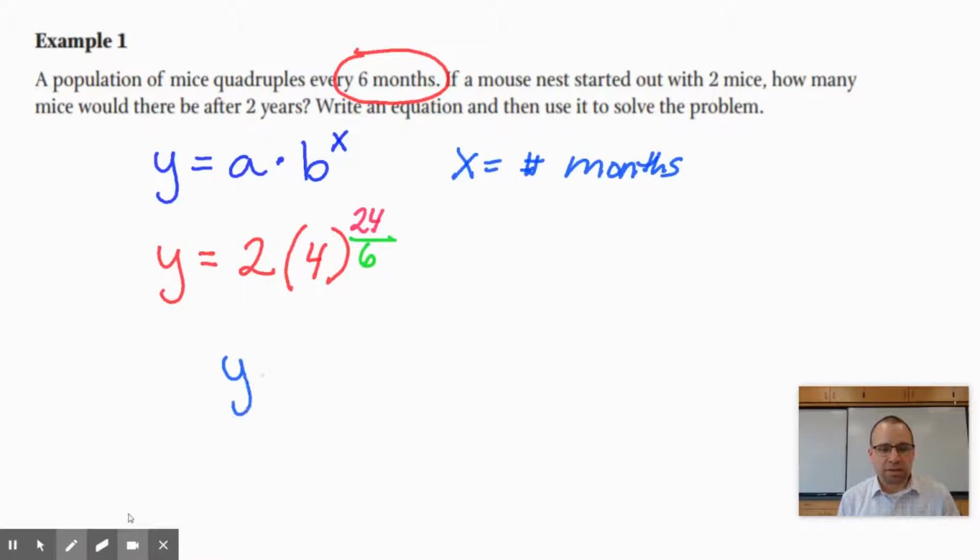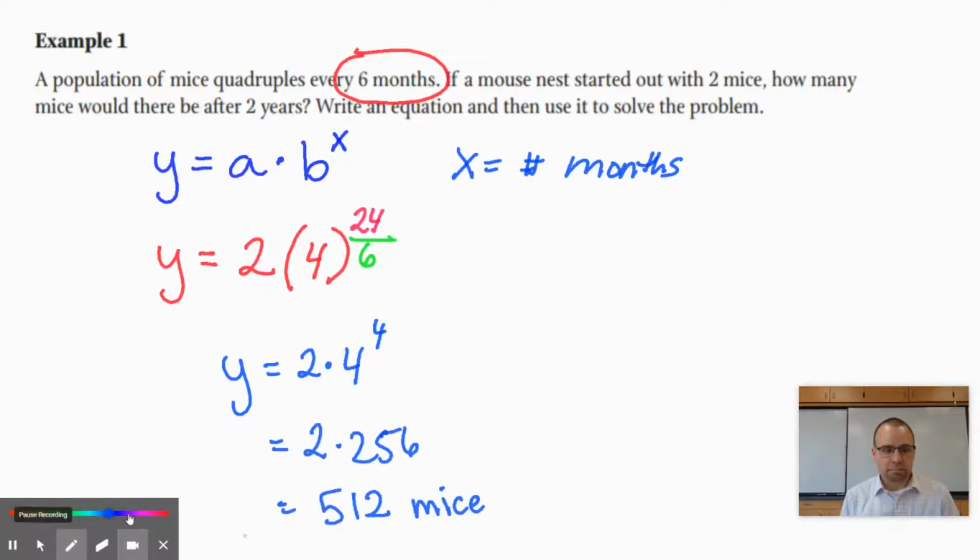So really the equation is y is equal to 2 times 4 to the 24 divided by 6, which is 4. Now be careful here. Do not multiply these first. You're going to raise 4 to the 4th power first and then multiply. 2 times 256 gets you the 512 mice, which is the answer to this problem.